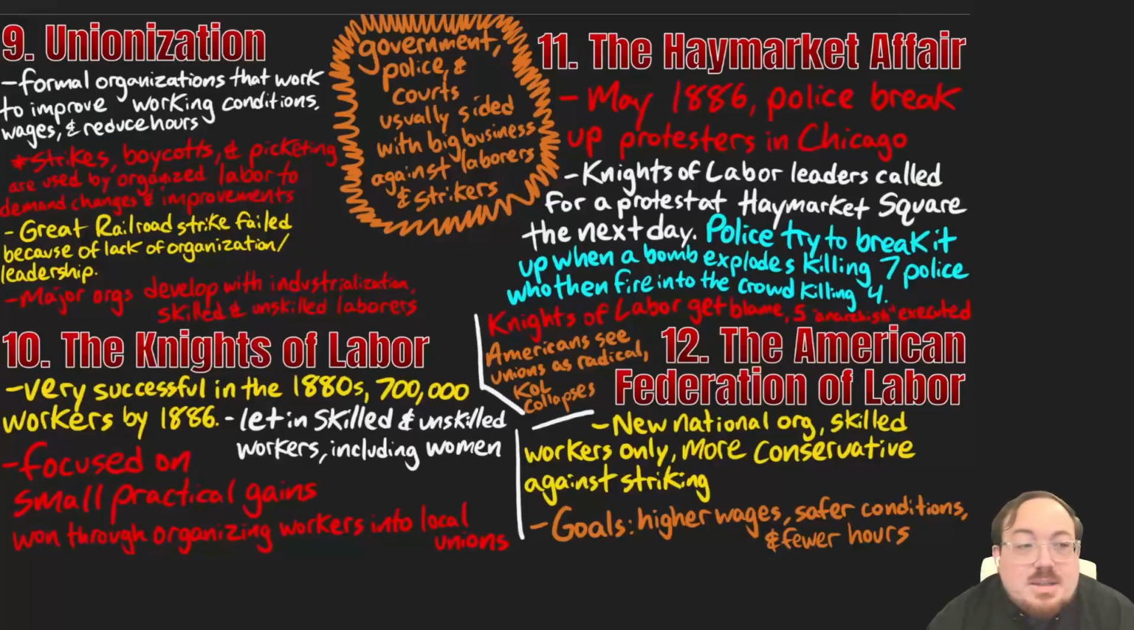They're not going to allow in certain groups, but they will begin focusing on more conservative approaches, more negotiations, and having better relationships with business owners and leaders. And they're still going to be fighting for safer working conditions, fewer hours, and higher wages. They're trying to avoid this label that the Knights of Labor got as being incredibly radical, which ultimately led to them being dissolved.